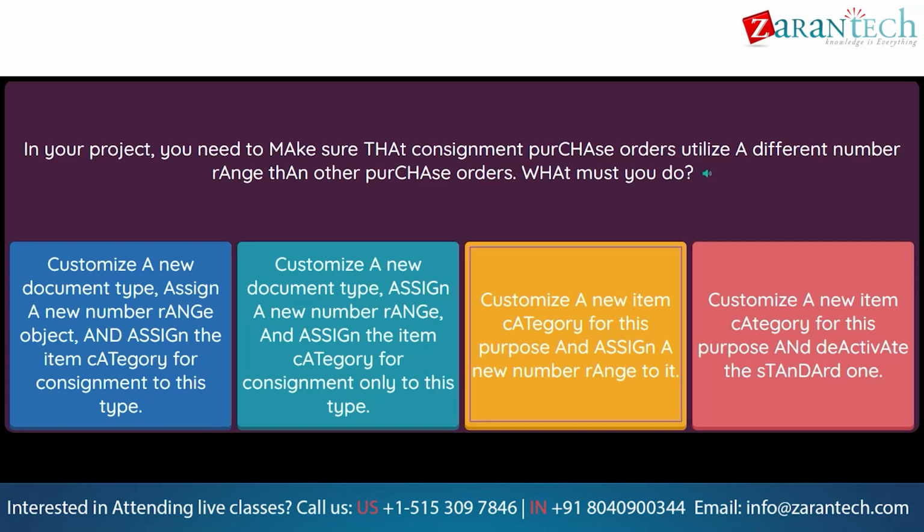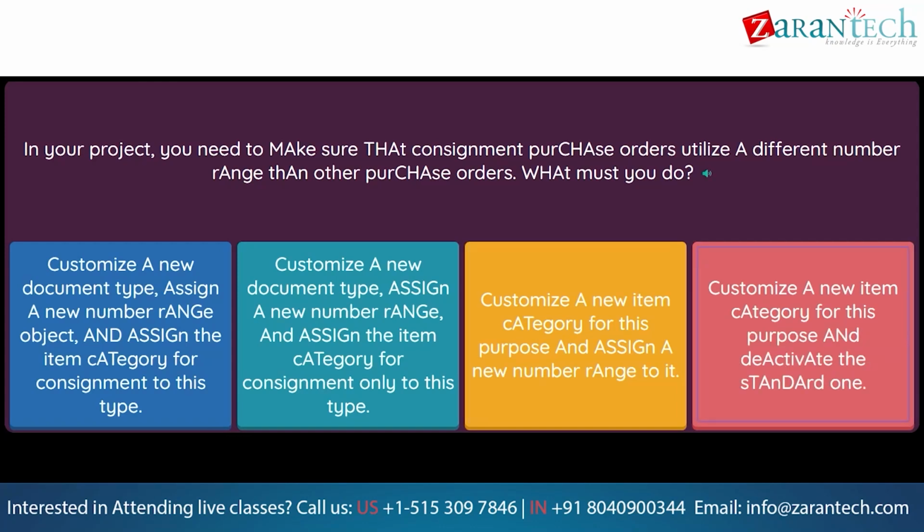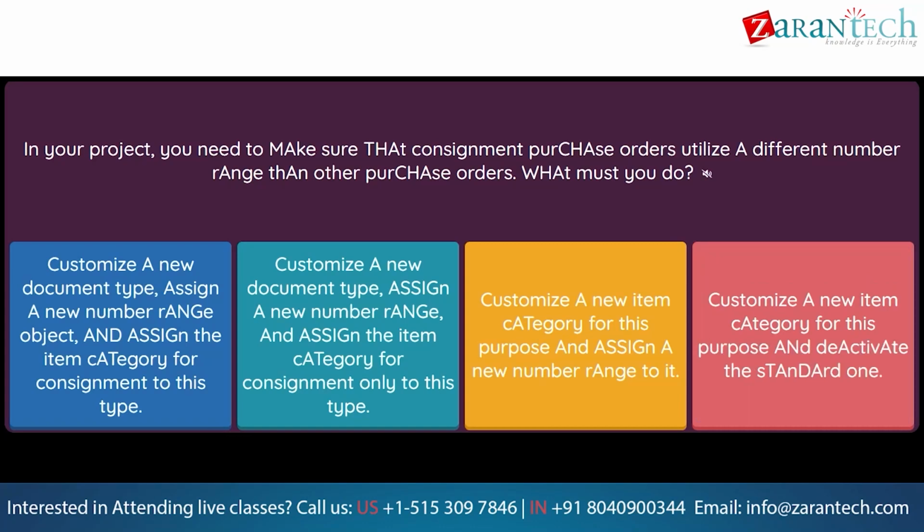Option 3, customize a new item category for this purpose and assign a new number range to it. Option 4, customize a new item category for this purpose and deactivate the standard one.